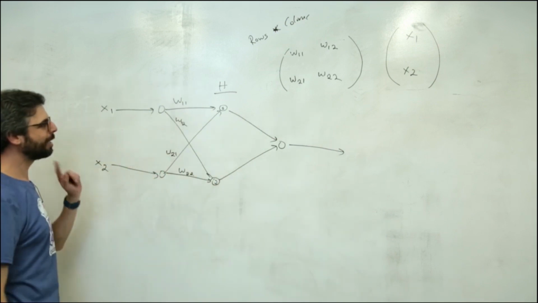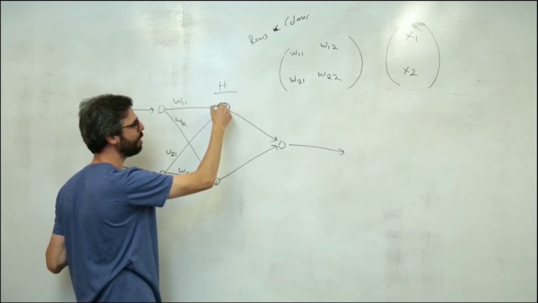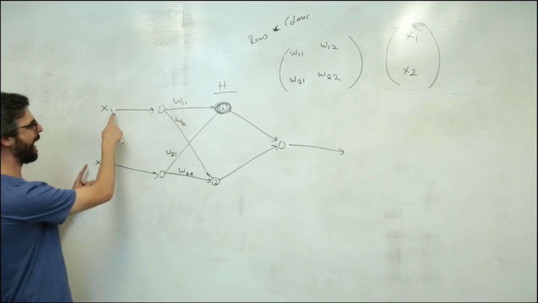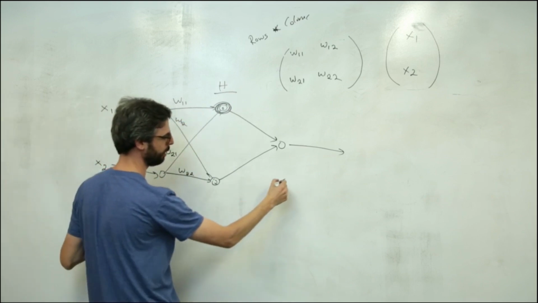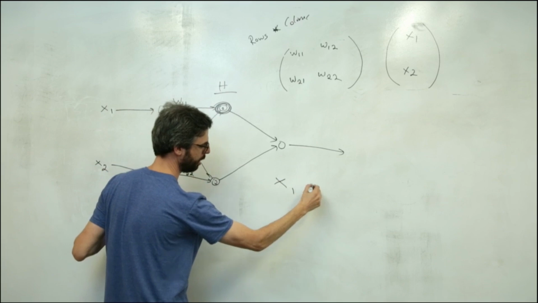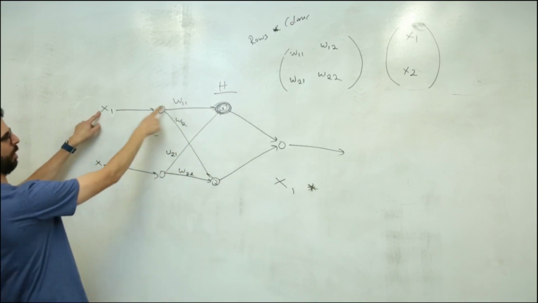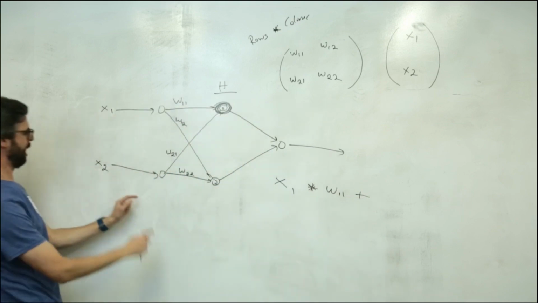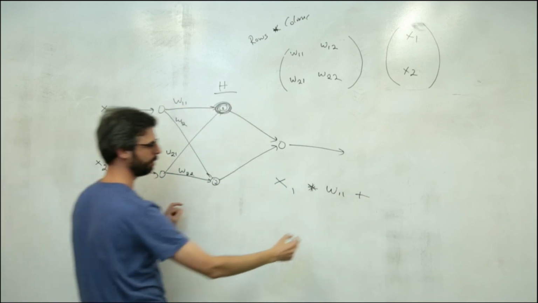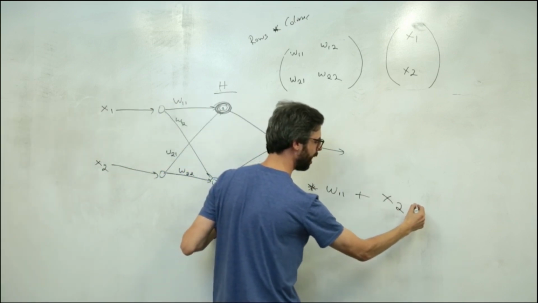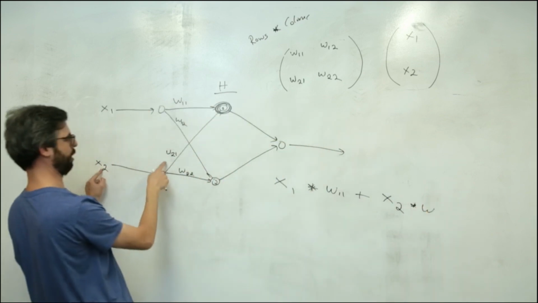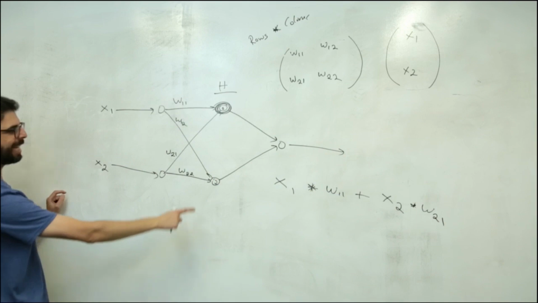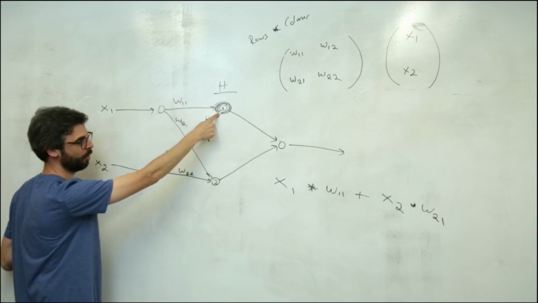Okay, so let me just show you something. Remember this? We need a weighted sum here. This weighted sum is x1 times weight 1,1 plus x2 times weight 2,1. Okay? That's the weighted sum for this neuron, or node.